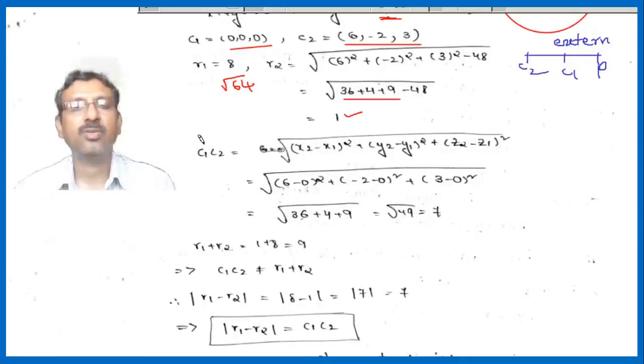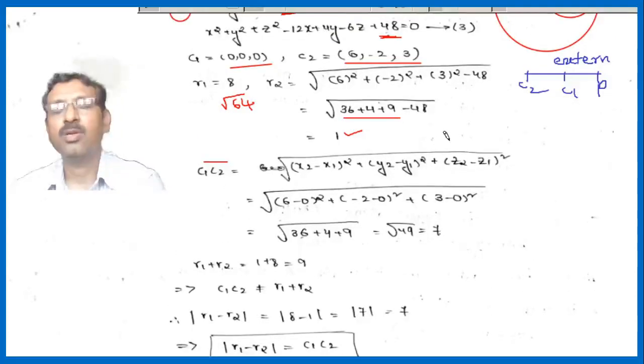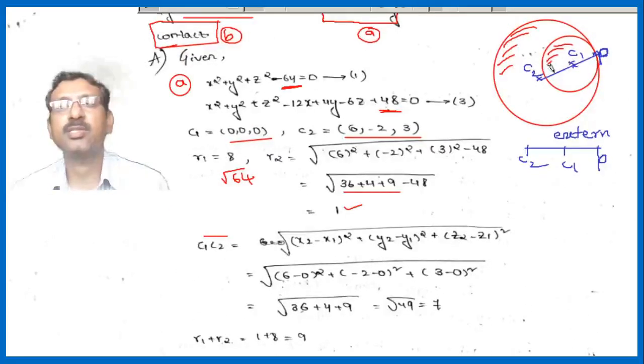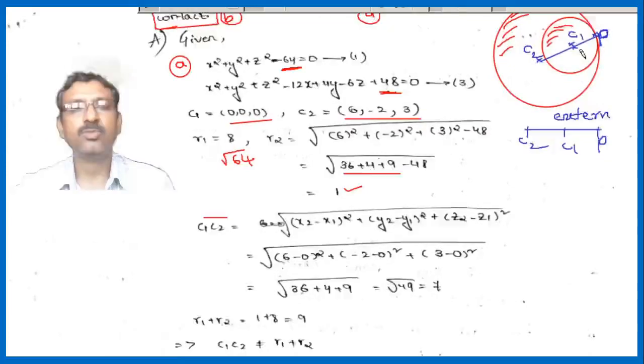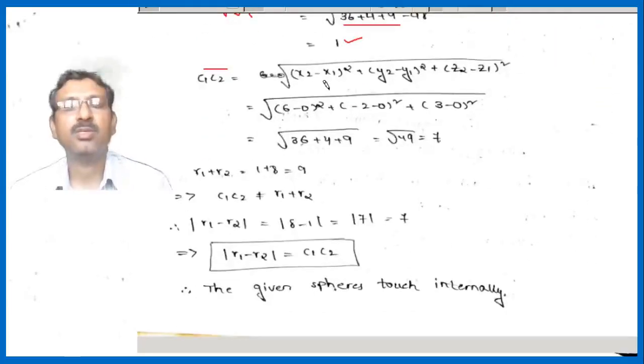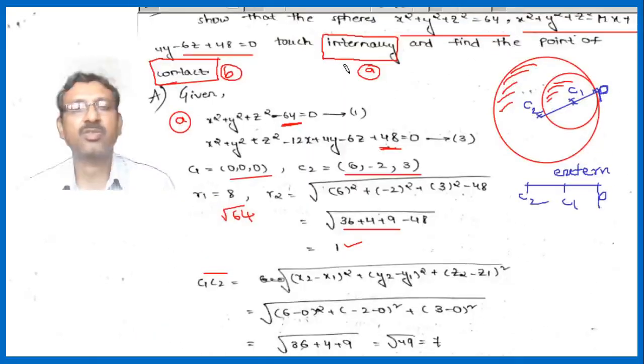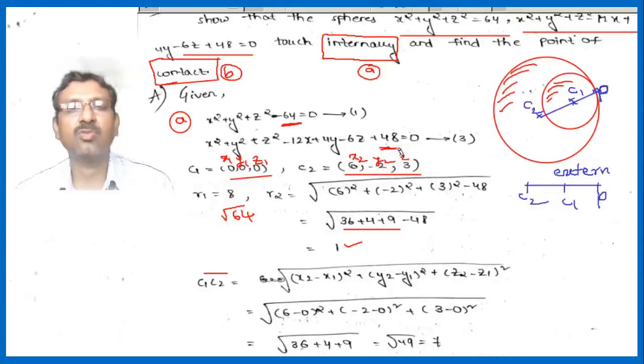Now we are going to find the distance between the two centers C1 and C2. We use the distance between two points formula: under root (x2 minus x1) whole square plus (y2 minus y1) whole square plus (z2 minus z1) whole square, where x1, y1, z1 and x2, y2, z2 are the centers.